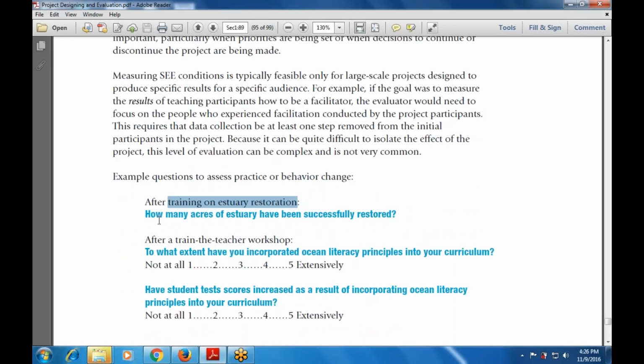After a teacher workshop, to what extent have you incorporated ocean literacy principles in your curriculum? That means to what extent have you used the ocean literacy principles in your curriculum. Have the student test scores increased as a result of incorporating ocean literacy principles into your curriculum? What is the student test score increase? Not at all is 1, then 5 is very high, that is extensively.